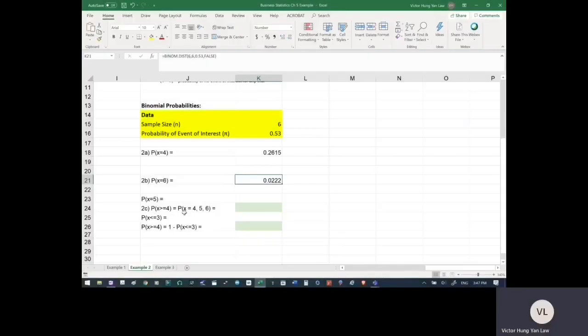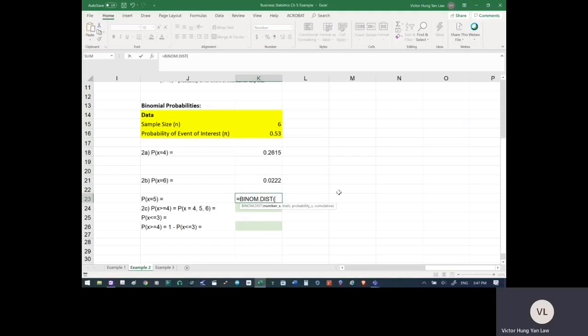So for part C, we want to calculate the probability of X greater than or equal to 4. So what we can do is find out the probability of X equals 4, X equals 5, and X equals 6, and then we can add up these 3 probabilities. That's what I'm going to show you right now. Since we have the probability of 4 and the probability of 6, all we need to do is find out the probability of X equals 5. So we can quickly calculate that.